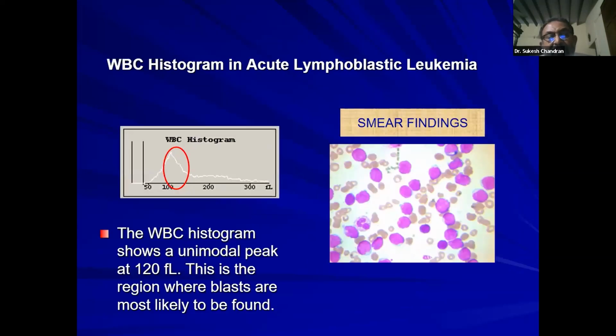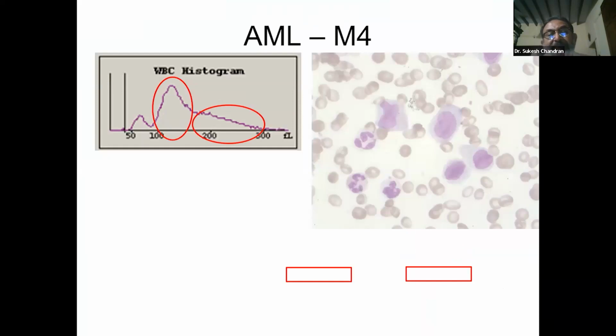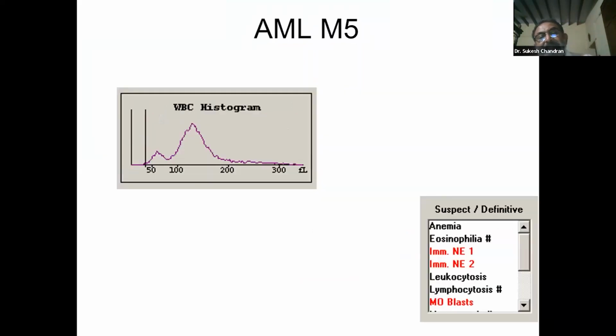And when you have a histogram which extends beyond 100 and then finishes off fast, that means there is a blast. It can be a lymphoblast, it can be a myeloblast, it can be an APML cell. Because you must realize the cells have lysed. It's only the nucleus that is being measured. This is a patient with AML M1. This is a patient with AML M4. You can see that there is a monocyte peak, there's a blast peak, and there is a left shifted peak. So that's an AML M4. And that's an AML M5, where there are mostly monocytic cells.